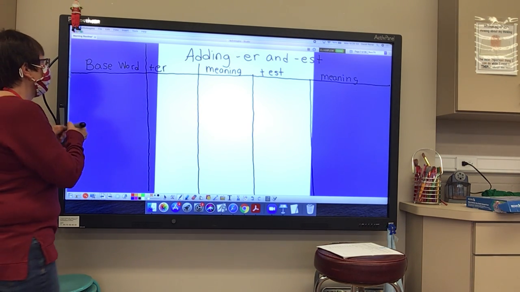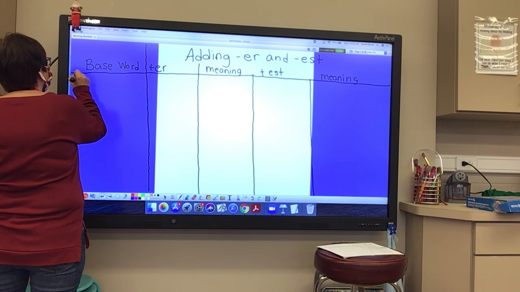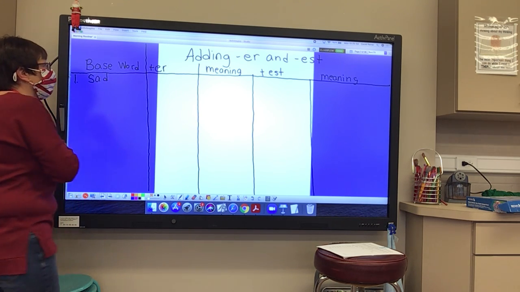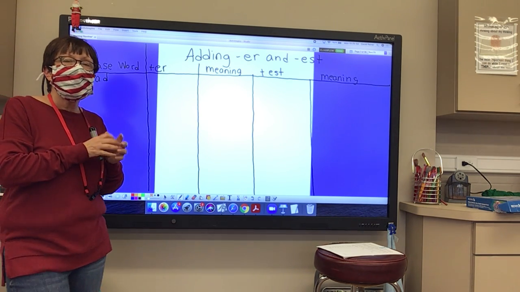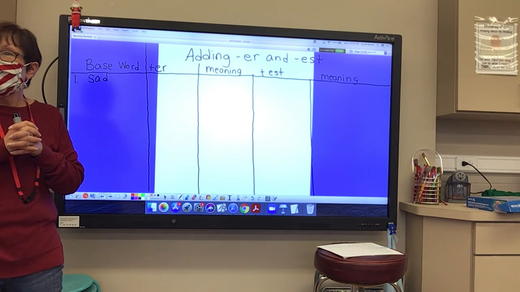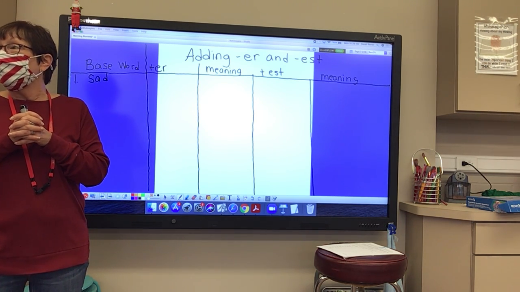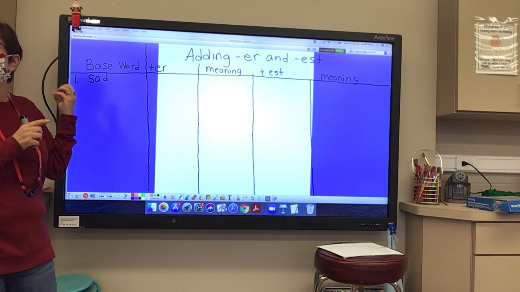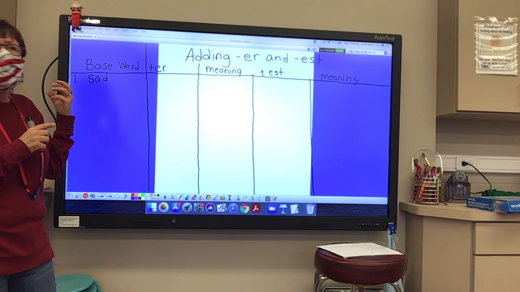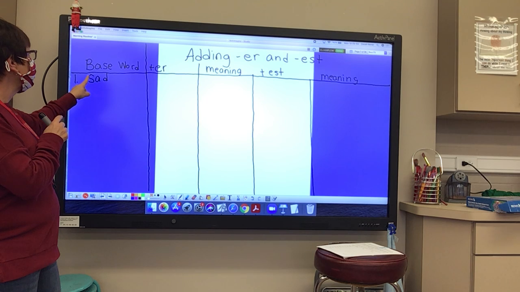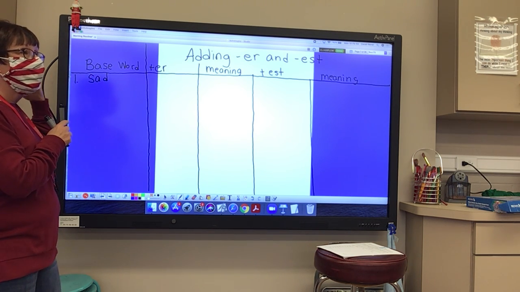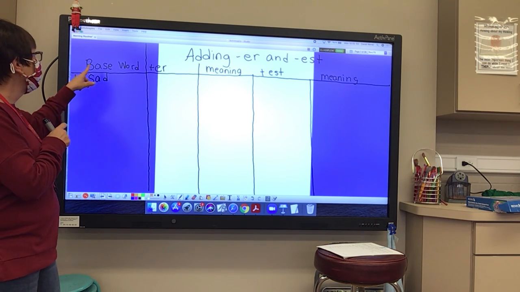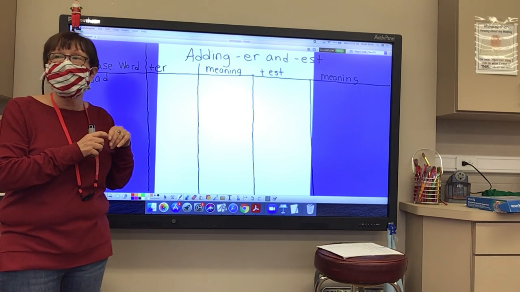The first word to do is the word sad. So let's write the word sad. First word is sad. That is our base word. Now, if we're going to add ER to sad, we have to do something special to it. It follows a different rule because this word is following a consonant, vowel, consonant pattern. When a word follows a consonant, vowel, consonant pattern, we have to double the final consonant before we add ER.